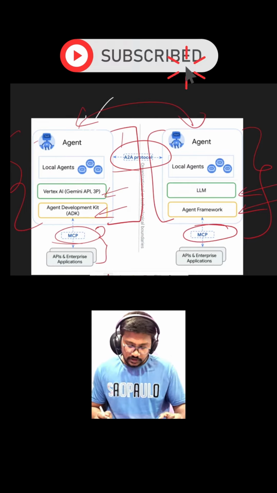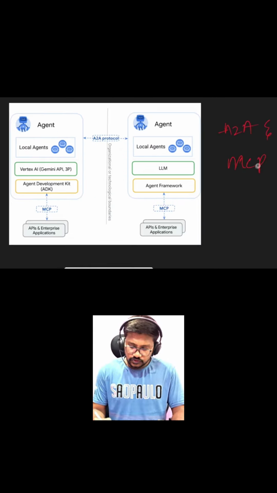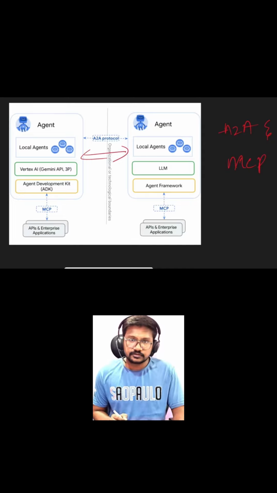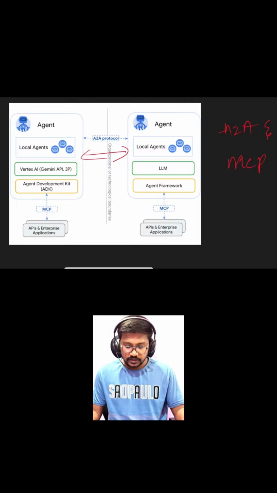interact with each other. What is the difference between A2A and MCP? A2A comes into the picture when two agents want to interact with each other. If the agents are built on different platforms or built by different enterprises and want to interact with each other, then A2A comes into the picture.